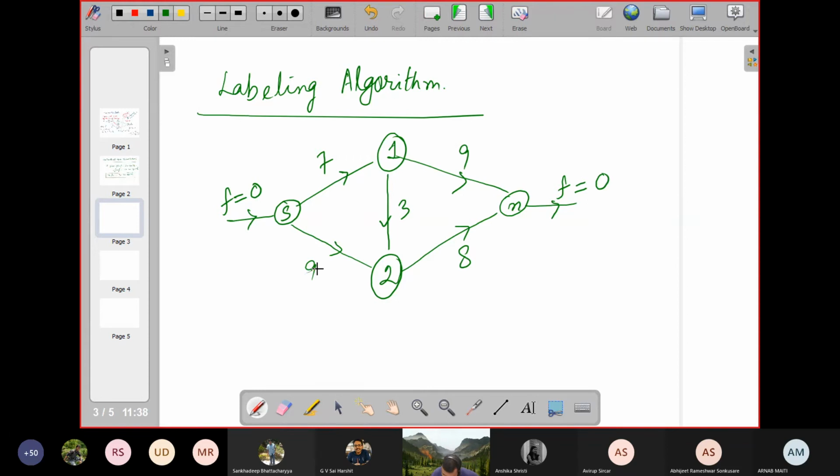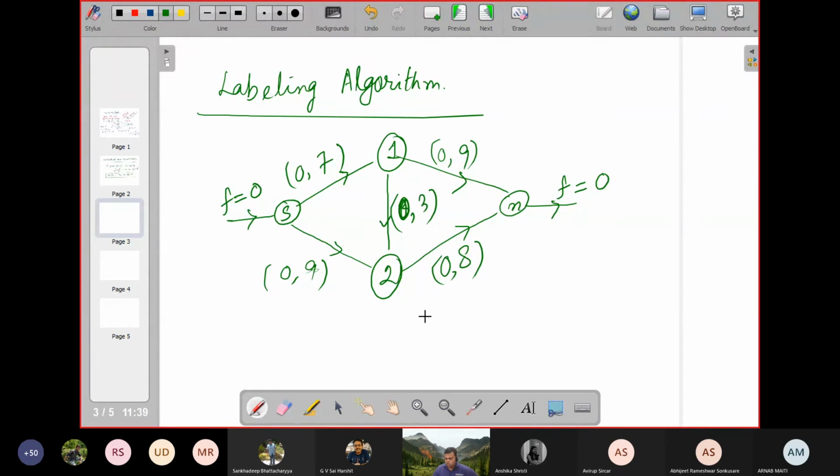And we label the arcs like this: 0, 9, 0, 7. Which means in the label, the first one is the flow along that arc, and the second one is the capacity of that arc. 0, 9, then this is 0, 3, and this is 0, 8. Labeling done.